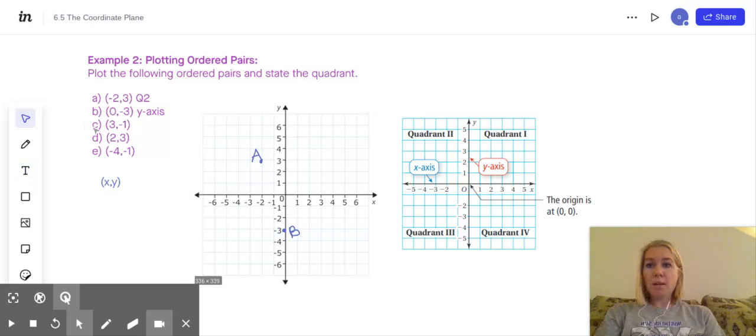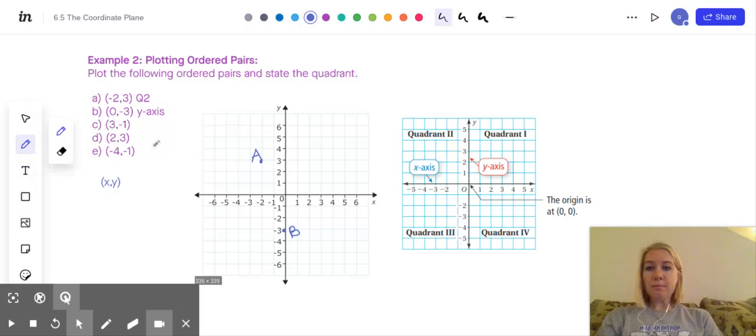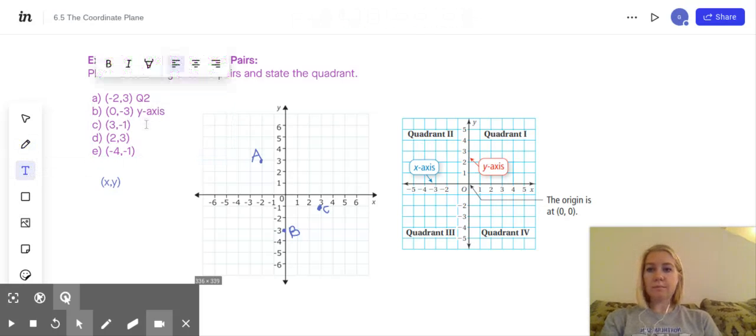Okay? Now let's plot coordinate C. So 3 is our x-coordinate. So again, I'm going to start at 0, 0 and go 3 to the right. 1, 2, 3. Okay? And then -1 is my y-coordinate. So I'm going to go 1 down, or down 1. Okay, so there's my plot for C. Okay, now what quadrant is it in? Let's see, not in Q1, quadrant 1, not in quadrant 2, not in quadrant 3, but it is in quadrant 4. Q4 for quadrant 4.